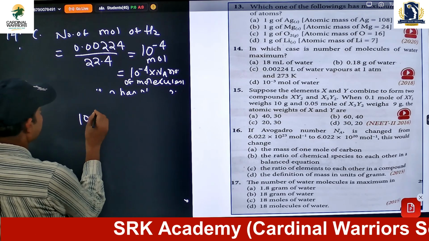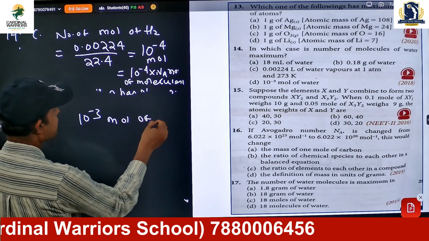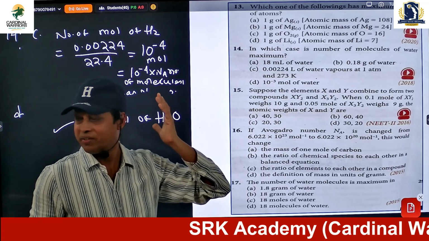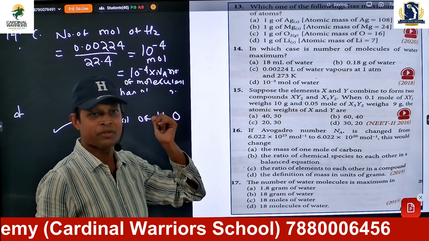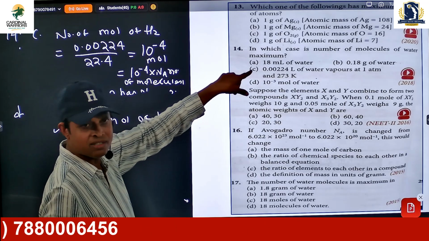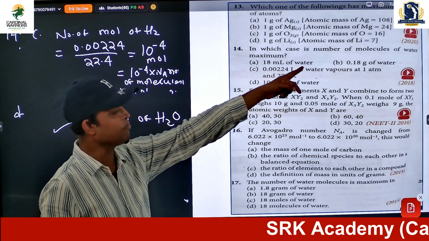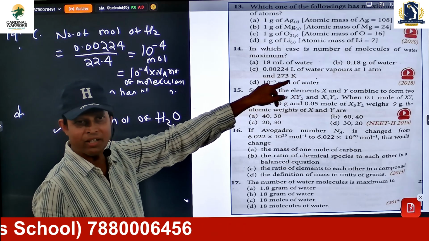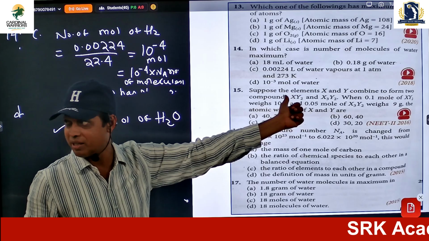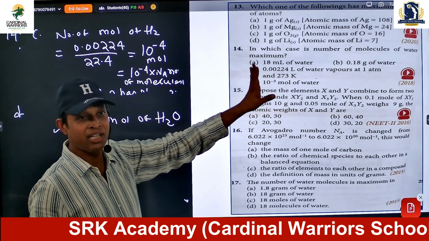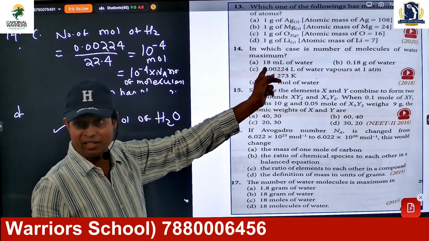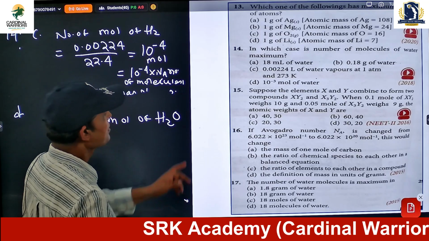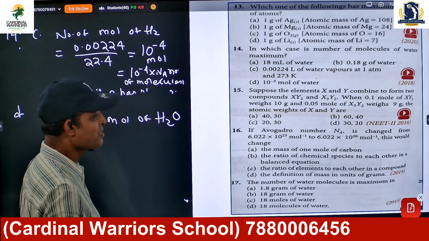So if you compare the moles, option A has 1 mole, option B has 10 to the power minus 2 mole, option C has 10 to the power minus 4 mole, option D has 10 to the power minus 3 mole, right? So which one has the highest number of moles? Option A has the highest number of moles. Hence, option A, 18 ml of water, has the highest number of molecules.